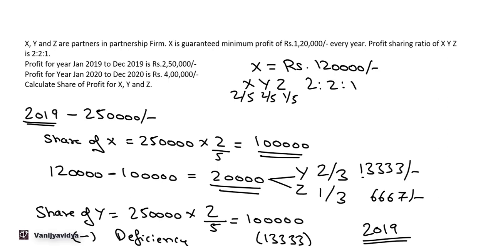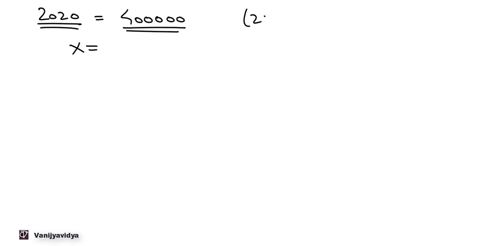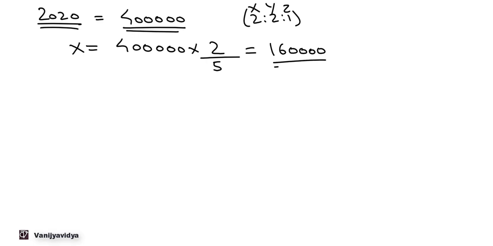so profit for the year 2020 is 4 lakh. So let us calculate what is the share of X. Their profit sharing ratio is 2:2:1 for X, Y and Z. So share of X is 4 lakhs, the total profit, into 2 divided by 5. So that comes to 1,60,000. Now this 1,60,000 is greater than the minimum guaranteed profit.